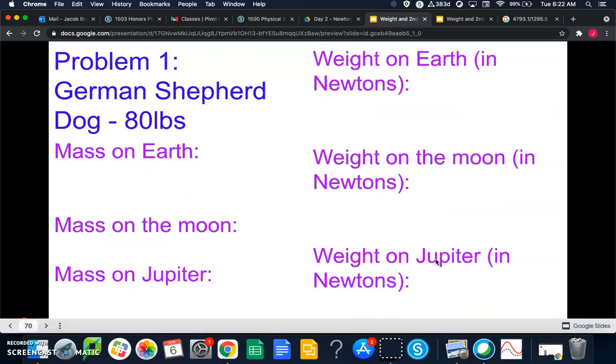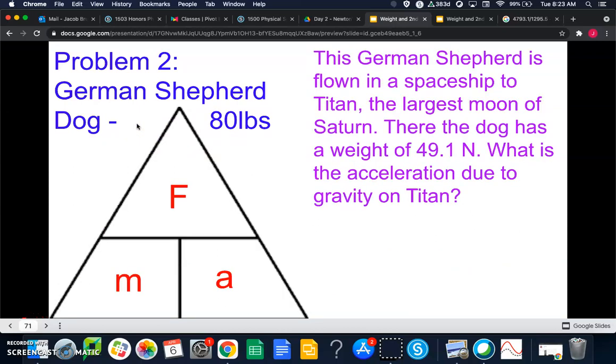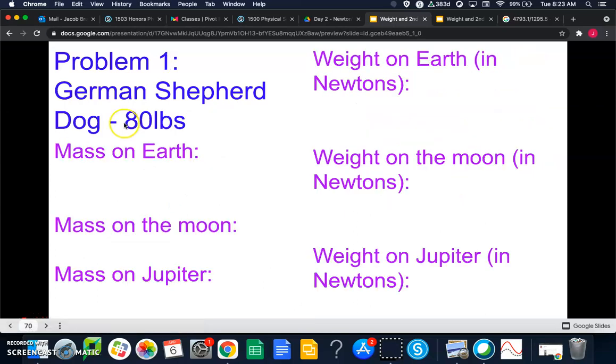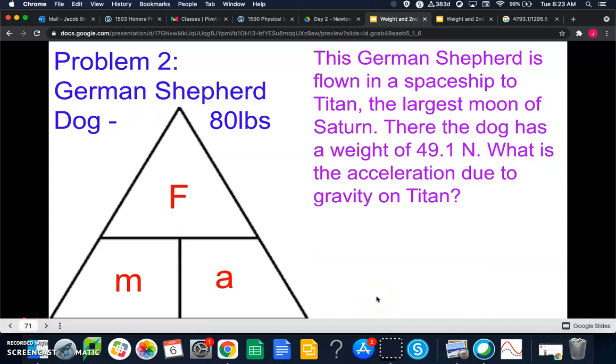Okay. So then you're going to do a couple practice problems. This first one, you're dealing with a German Shepherd dog. It weighs 80 pounds. My sister has an 80-pound German Shepherd. That's what I was thinking about when I did this one. You'll answer these questions about its mass and then its weight on different planets. And then you'll use the mass of the dog and its weight on Titan to figure out what the gravity due to acceleration on Titan is.